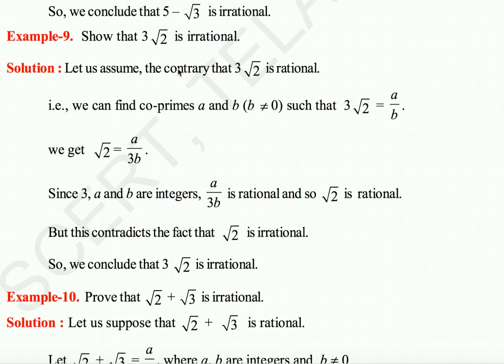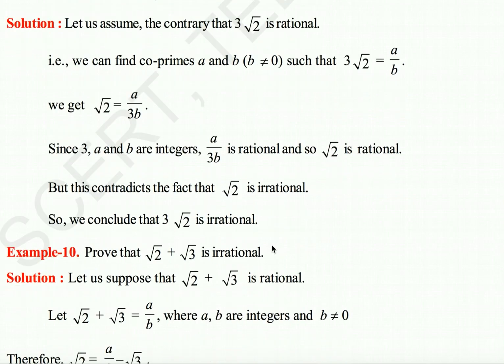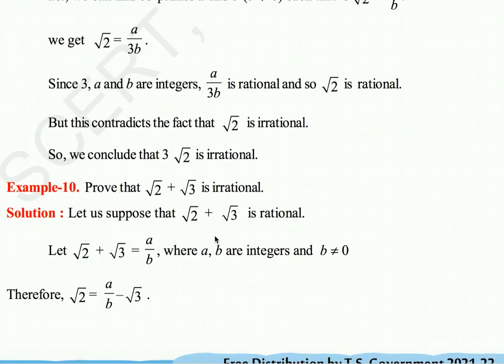Show that 3 root 2 is irrational. Again, let us assume the contrary, that 3 root 2 is rational. We can find co-primes a and b such that 3 root 2 equals a by b, okay, or root 2 equals a by 3b. Since 3 and a and b are integers, a by 3b is rational, and so root 2 is rational, but this contradicts the fact that root 2 is irrational. So we conclude that 3 root 2 is irrational.